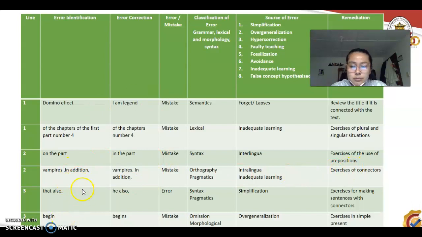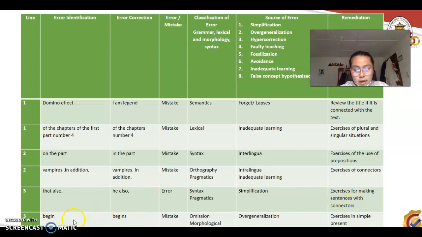Then we have here 2 problems with connectors because we have to see very well the rules, how to use it, when to use it, if there are commas or points before or after the connector. So all the classification of errors that concerns the connectors can be a pragmatic error. So that is how the student can remediate: exercise of connectors or exercise for making sentences with connectors.